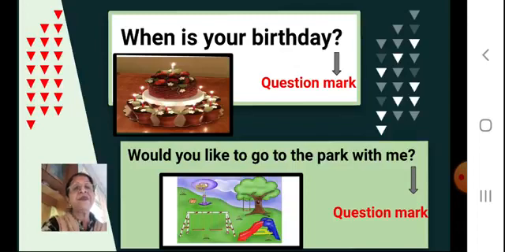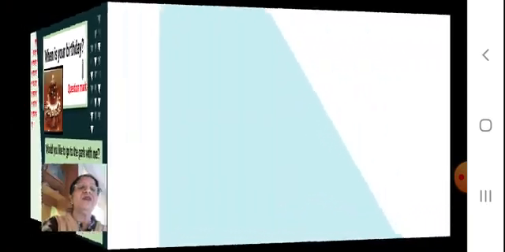right? So when we ask questions, usually it is how, when, where. Apart from that also there are questions. So whenever we ask a question, we put a question mark.